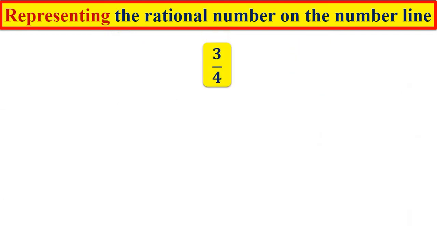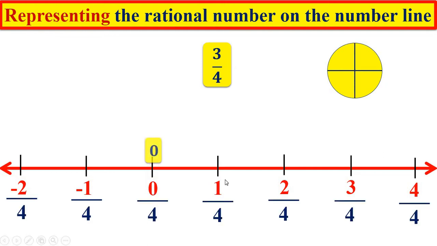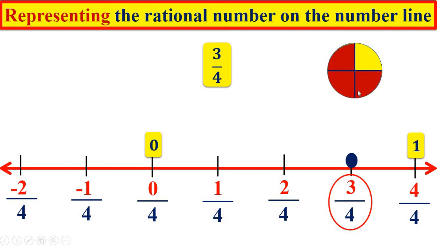3 over 4 on the number line. How can we draw it or get it? We draw a number line with 0, 1, 2, 3, 4 and so on, and negative 1, negative 2. 3 over 4 means we start from 0. Is it a whole number? No. Whole number? No. Whole number? No. Here 4 over 4 equals 1. Very good. Where is 3 over 4? It's between 0 and 1. It's here. So we put a dot here and determine 3 over 4, and 3 over 4 means 3 parts out of 4 parts of the whole.